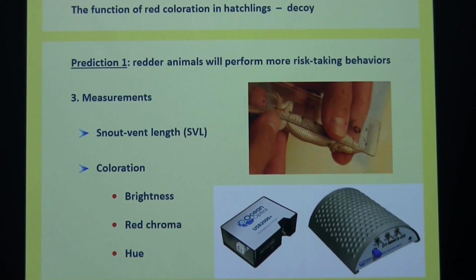Then we measured snout vent length to have an estimate of body size, and also measured coloration, again using a spectrophotometer, on the ventral part of the tail and the rear part of the hind limbs, and calculated brightness, red chroma, and hue. Hue is what we usually call color, and was estimated as the wavelength with the maximum reflectance.